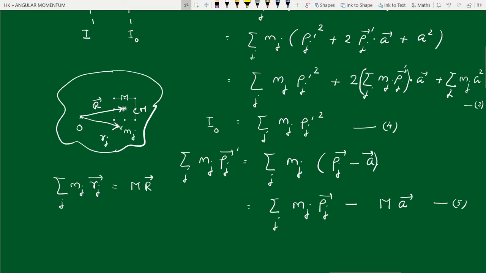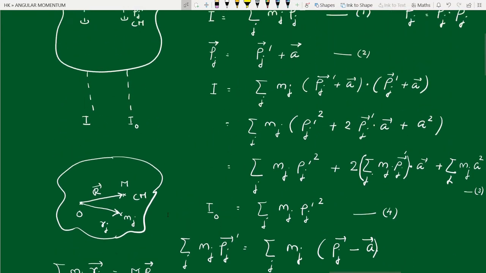So instead of calculating the moment of the entire body by summing over the moment of each particle about the origin, we can simply take the moment of the center of mass. This is the moment of the center of mass. So this is the general definition of the center of mass about any origin.